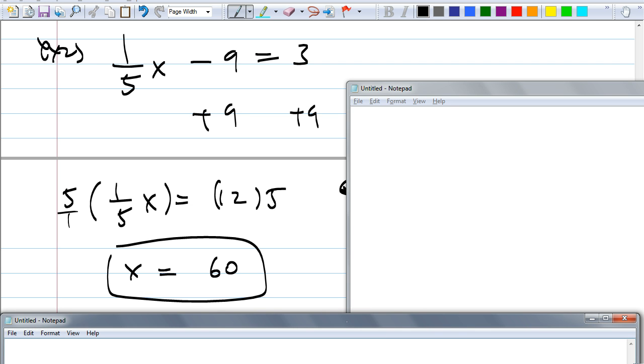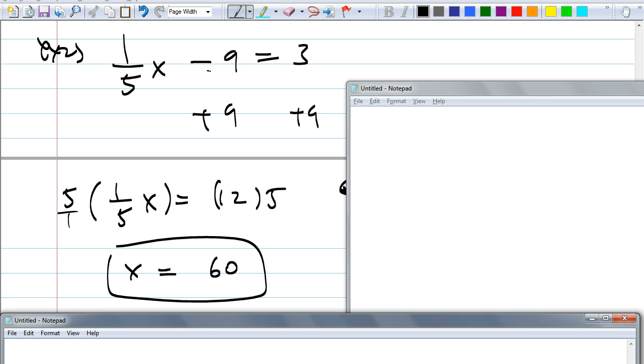And if you have time, right, like on the test or at home, is there a way to check and see whether we got the right answer? Jason, what can we do? When you get x equals 60, you take the 60 and put it where the x was. Yeah, you plug it back into the original equation and see if the left side is equal to the right side. Does that make sense? And as you can see, it's going to work, right? What's 1/5 times 60, guys? 12. And what's 12 minus 9? 3. You see? 3 equals 3. You get the right answer.